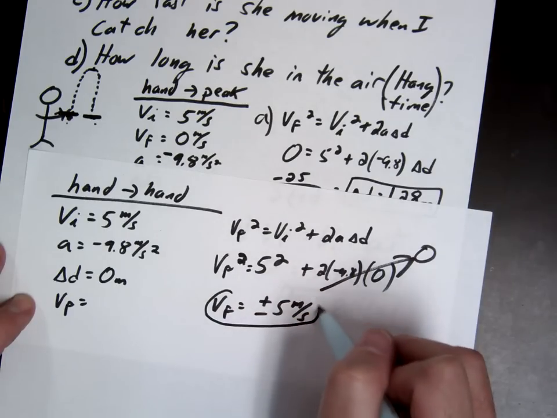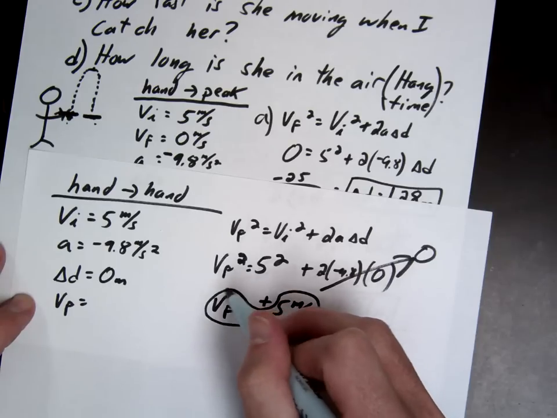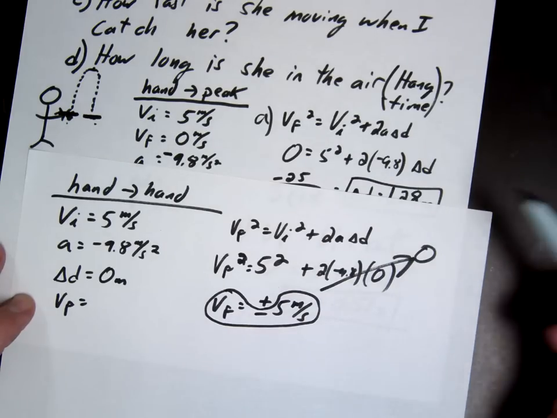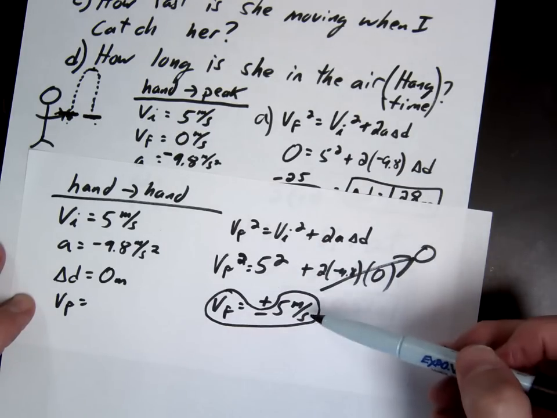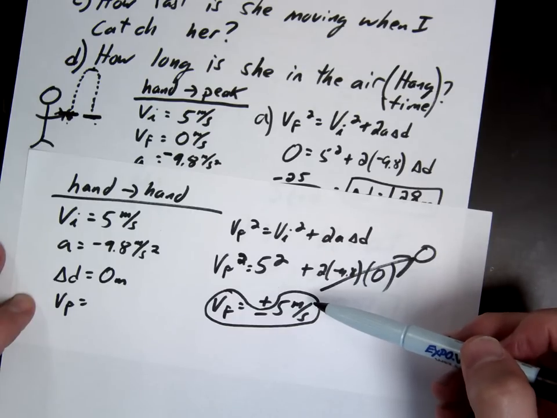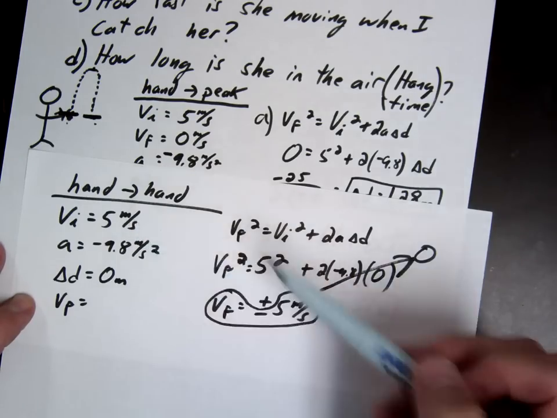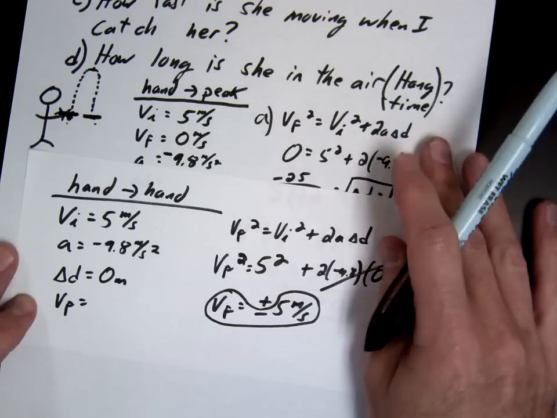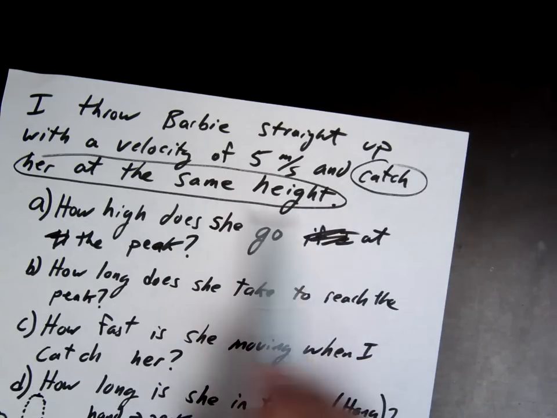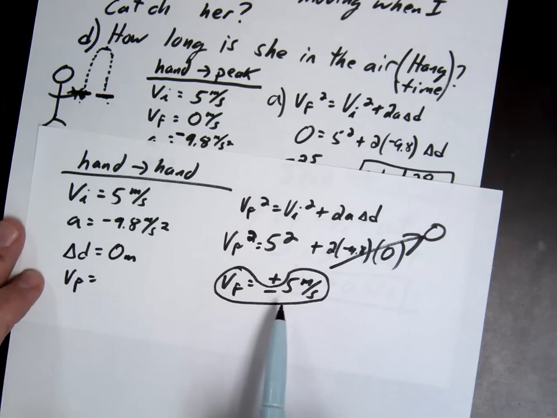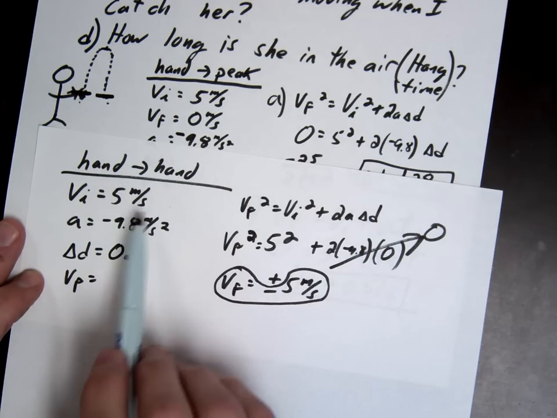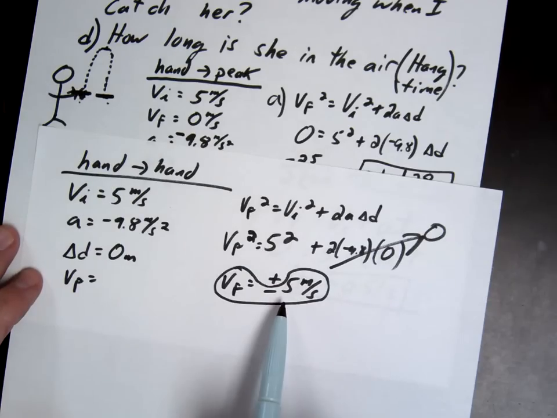So this result actually should maybe be a head scratcher, at least at first. What do you notice about that number? It's the same as the V initial, yeah, and this will always happen. When you catch it at the same height, or when it lands at the same height, the V initial and the V final will be the same, just in opposite directions, okay? So this V initial is 5, this V final is negative 5.